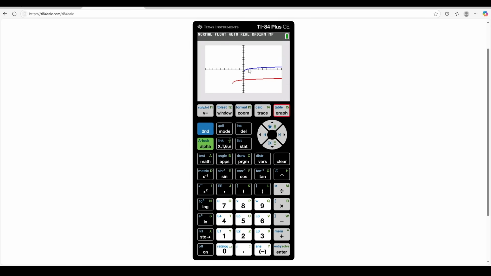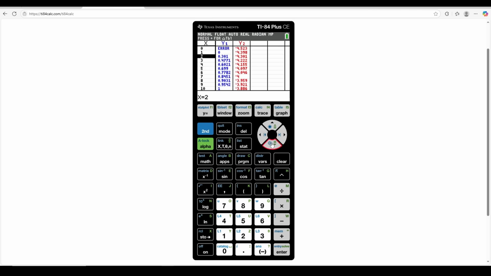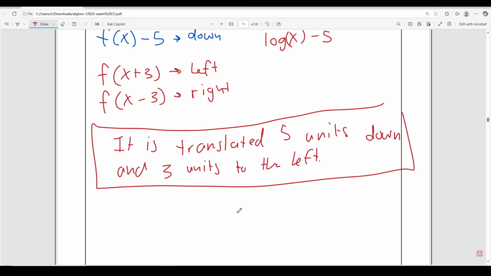So if you wanted to map this blue function onto this red function so that they take up the same space, well, what do you have to do? Just move it down 5 units and to the left 3 units, right? And you can verify that with all the points. Like all the points here are going to be 3 units to the left and then 5 units down, okay?